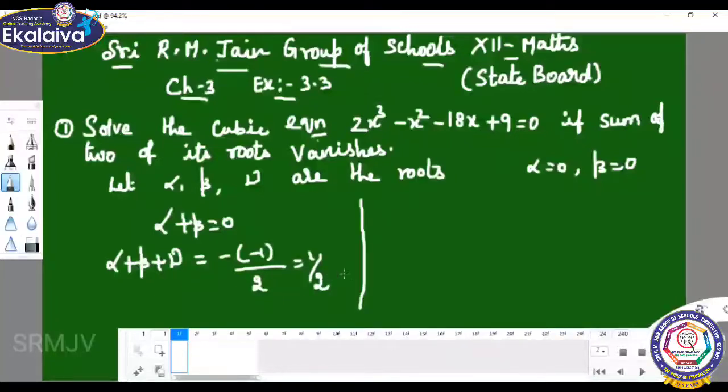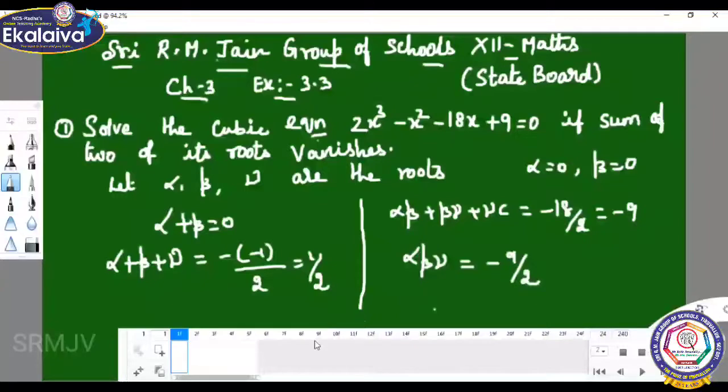Next, sum of the product of the two roots. What is that value? Alpha beta plus beta gamma plus gamma alpha equal to c by a. Third term by first term is minus 9. Next, alpha beta gamma equal to minus 9 by 2.